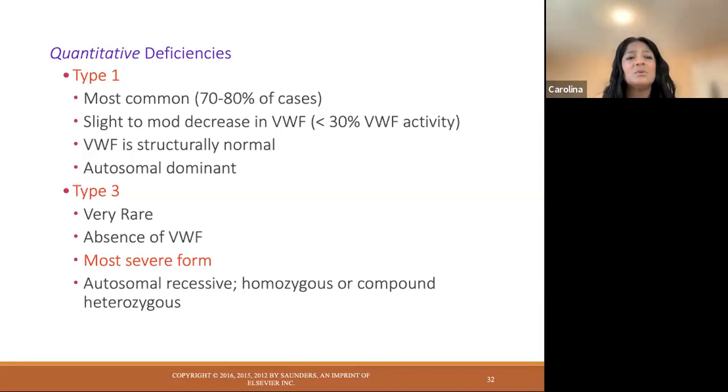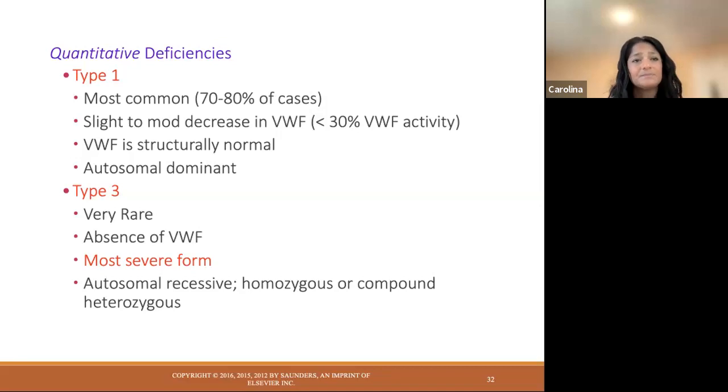And the patient will see a slight to moderate decrease in von Willebrand's factor. So the activity gets decreased to less than 30%. But the structure of it is normal. So it's not an issue with the structure. It's more of the circulation, the amount of circulated von Willebrand's. And that's an autosomal dominant condition.